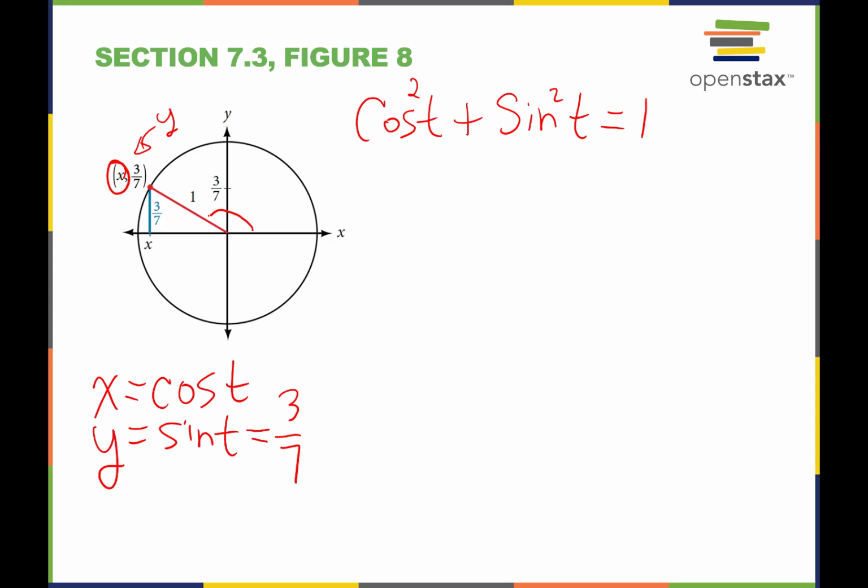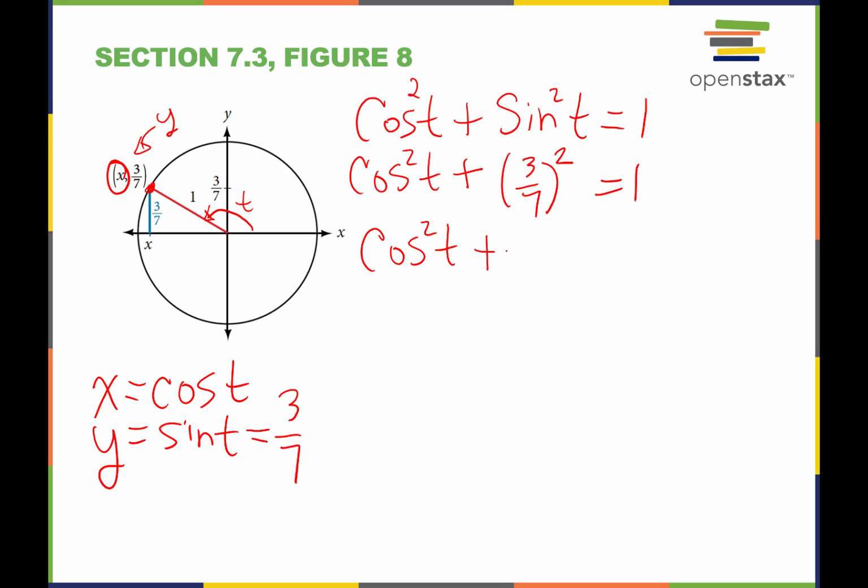So here's my angle t where it sweeps out, and this would be the point that it lands on the circle. Okay, so I have cosine squared t plus, and since sine is 3/7, I'm going to have 3/7 squared is equal to 1. So I have cosine squared t. Now when I square 3/7, I get plus 9/49 is equal to 1.